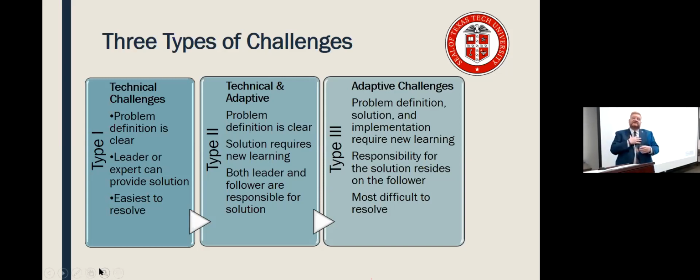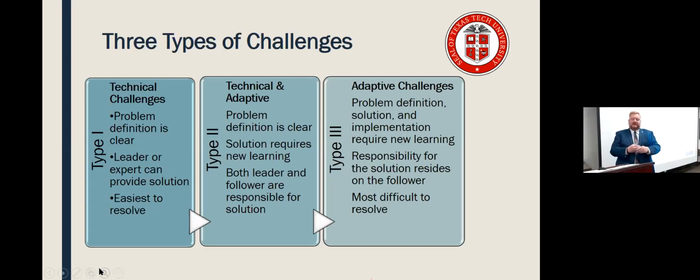Both you as the leader, and the follower, so the group that you're working with, the followers, are responsible for the solution. So I call this a we problem because it involves myself as the leader and other people that I'm working with. So we collectively can solve that challenge or solve that issue.